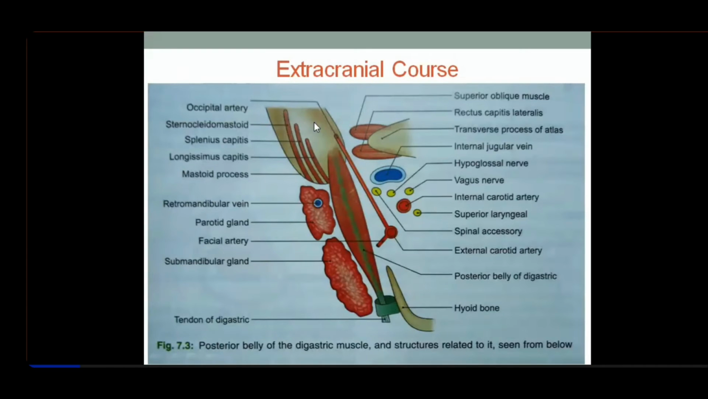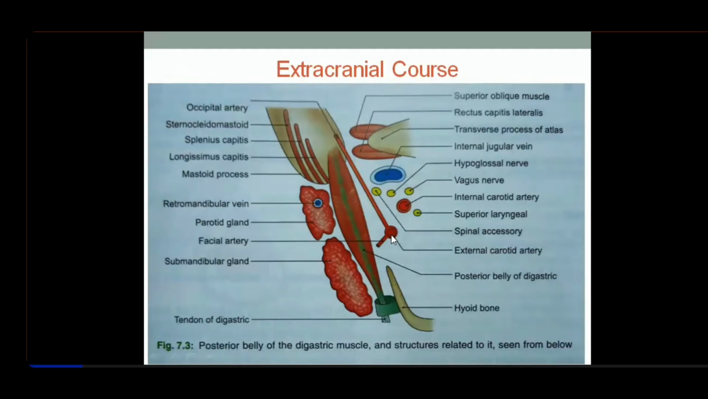So this one you're seeing is a coronal section here. So here you're seeing the mastoid, this is hyoid, and this is the transverse process of the atlas vertebra. So you can see the superior oblique muscle of the occipital region, and this one is rectus capitis lateralis, the prevertebral muscles. These are the structures I have already been telling you.